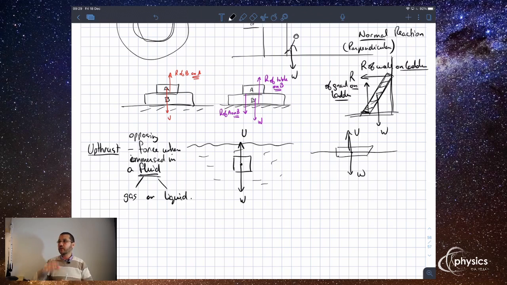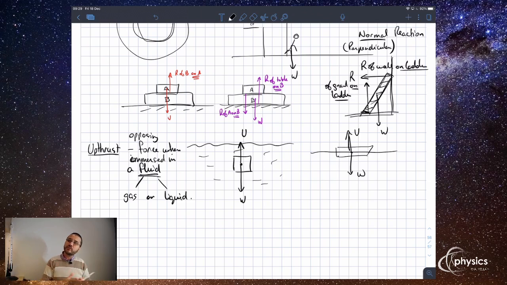For example, all of you are immersed in air. But the upthrust acting on you is so small that it's practically negligible. In fact, we never draw the upthrust acting on a person who's standing in air, or on a building, or on an aeroplane. We don't draw the upthrust.